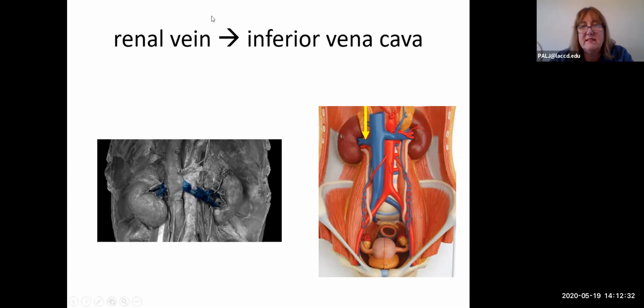On the right side, it is quite direct. It's like an inch to the inferior vena cava because the inferior vena cava is to the right of the abdominal aorta. Whereas on the left side, this is the only vein that crosses anterior to the abdominal aorta, and it crosses just below the superior mesenteric artery, right there and there.